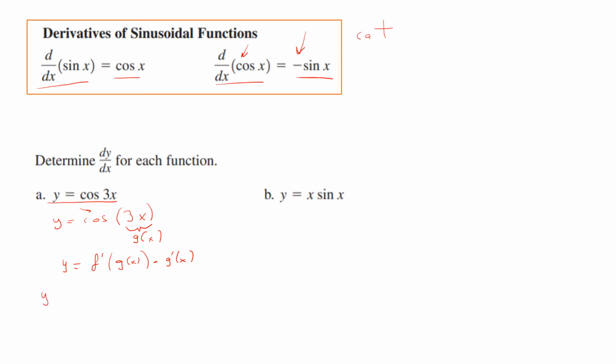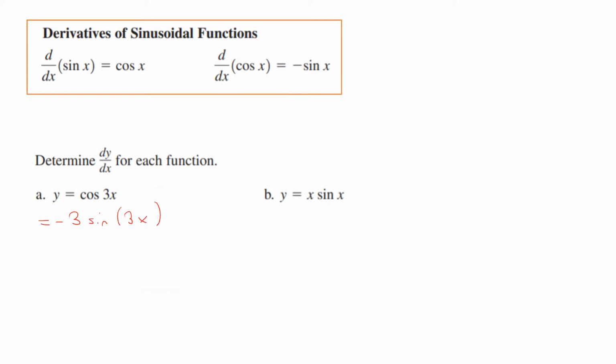When I have y equals cos 3x, my f function is cos. Taking the derivative of cos, I see that it's negative sin x. So I will say negative sine, keeping g(x) the same, which is 3x, so negative sine 3x, and then multiplying by the derivative of g(x), which just gives me 3, because x to the power of 1 is just 1. So this equals negative 3 sine 3x, and that will be my answer.